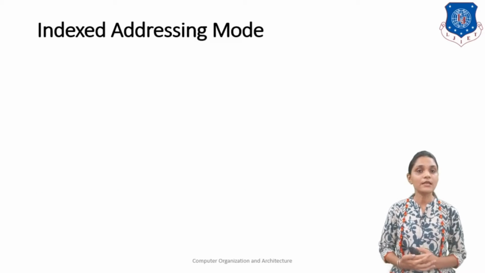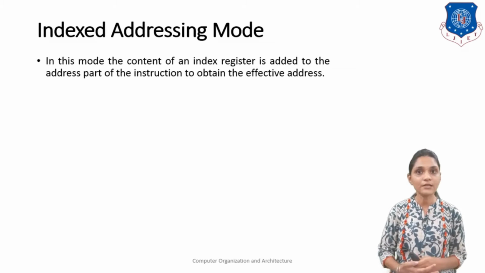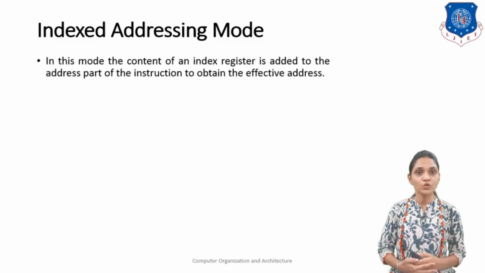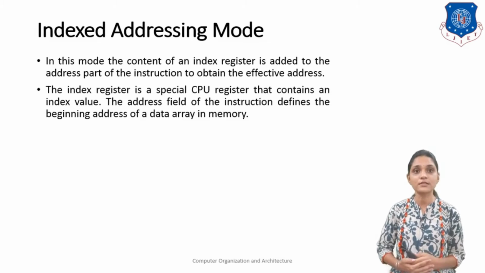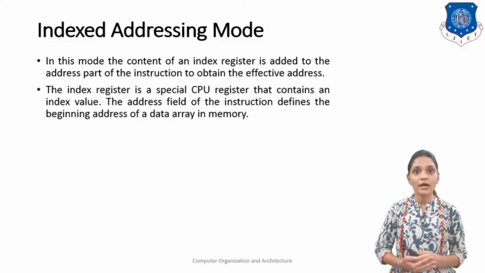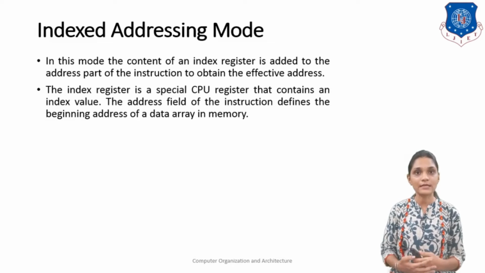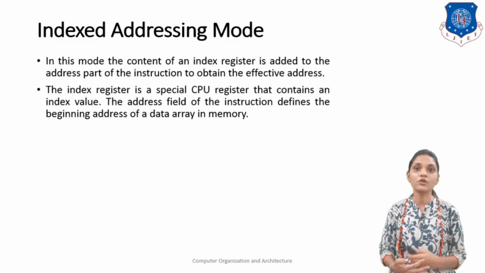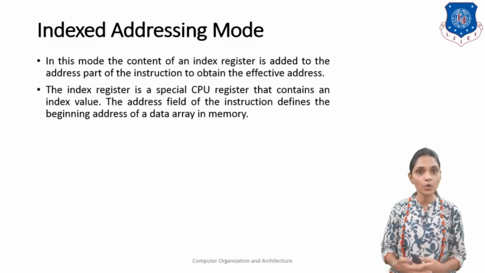Next we will see the index addressing mode. In this mode, the content of the index register is added to the address part of the instruction to obtain the effective address. The index register is a special CPU register that contains an index value. The address field of the instruction defines the beginning address of the data array in the memory. So we can access the whole data array by using this indexed addressing mode. So your address field will be the start of your array and your index value can be incremented or decremented so that you can access the whole array.